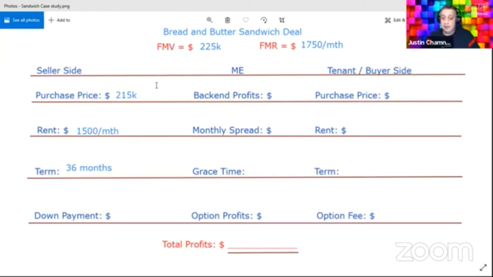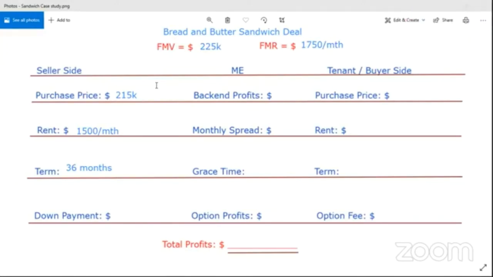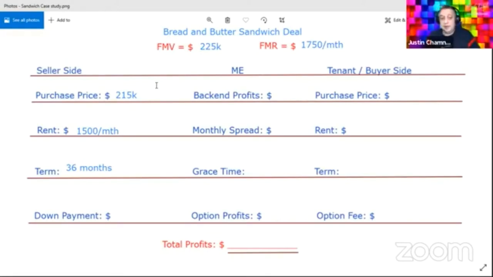Is he going to make money when my tenant buyer buys? Sure he is, and that's okay with me. I'm also going to make money. So, I'm talking about the monthly payments though. His monthly payment, I don't know what it was. Probably somewhere around $1,250, $1,300. So he's going to make a couple hundred bucks a month.